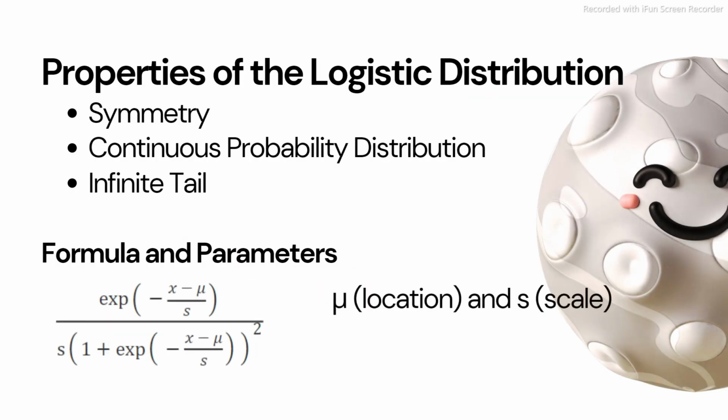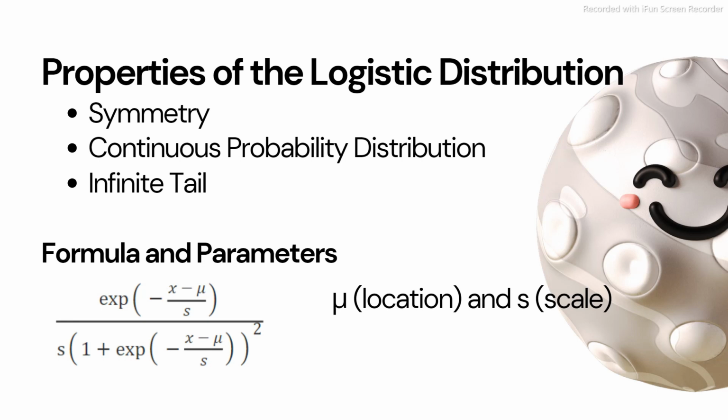Okay, the properties of a logistic distribution. It is a curve. If we divide the curve horizontally, then the right side is equivalent to the left side. Therefore, the properties include symmetry, and it is a continuous probability distribution. That means for every random variable present in a range, we can define the probability for this particular model, and it has an infinite tail. Means the tail that touches the graph is infinite.